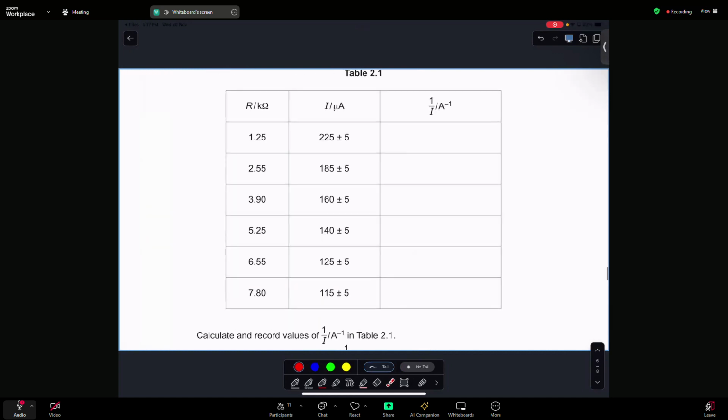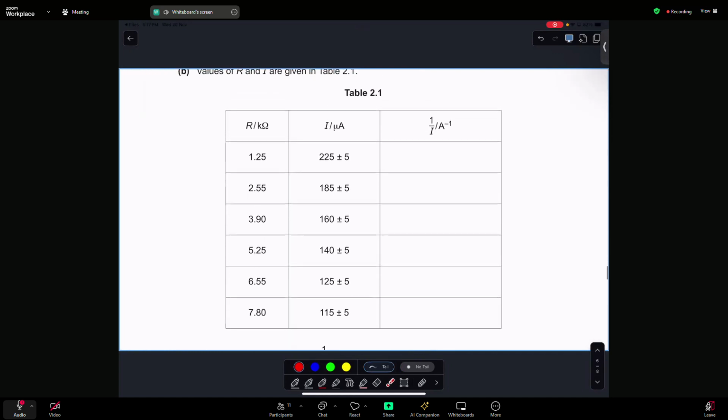Looks pretty straightforward. What does it say here? That resistance is provided, current is provided. You want to write 1 by current. That's it. 1 by current. So current here, you have 225, right? So how would I find this? So can you tell me what should the value here be? 1 divided by 225. That should be it.